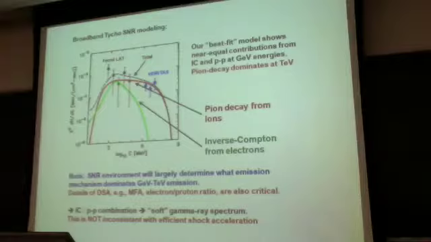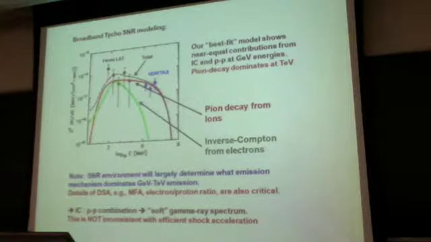Yes? Where do the ions come from? You have energetic protons, so the relativistic protons collide with the ambient gas. So you have proton-proton collisions. They produce pions. The pions decay to produce gamma rays. These ions are from the Compton rays? No, they're from the accelerated protons.